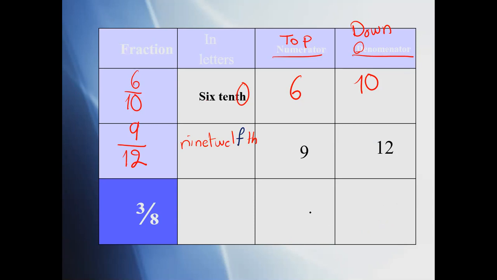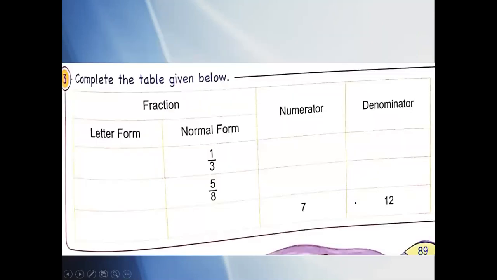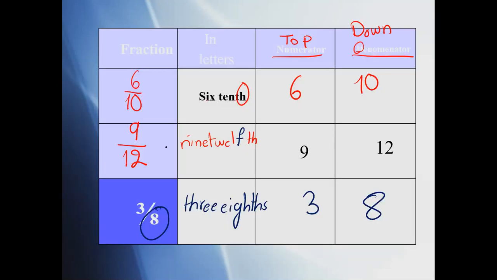Let's try another one: 3 over 8. How do we write it? 3, then we write 8 with ths. Okay, already we have T, no need to repeat T 2 times. So 3 eighths. The numerator is 3, whereas the denominator, the number that's written down, is 8. You will do exercise 3 the same way as this example.